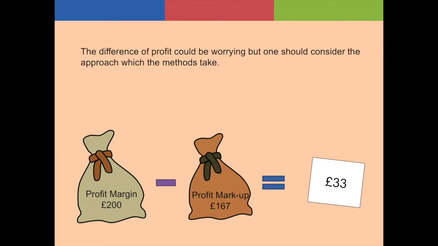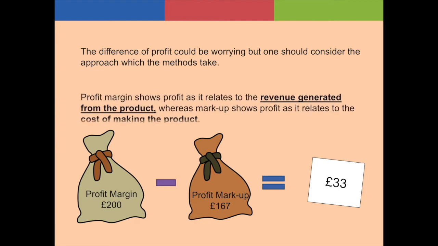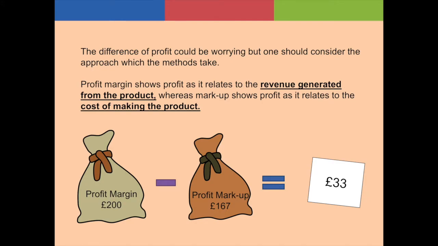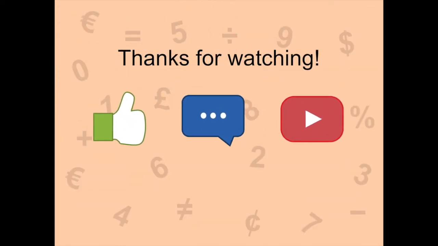The difference of £33 of profit for the sale of a product could be worrying, but one should consider the approach which the two methods take. Profit margin shows a profit as it relates to the revenue generated from the product, whereas the markup shows a profit as it relates to the cost of making the product. So that was demonstrating the profit margin and profit markup methods.